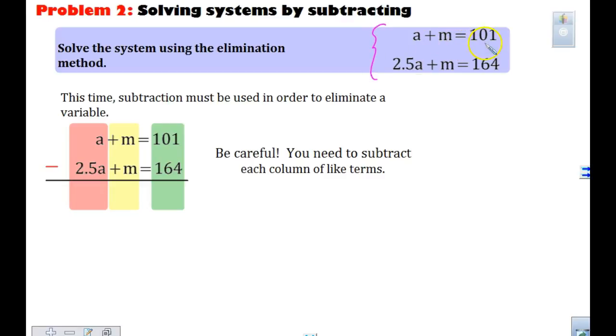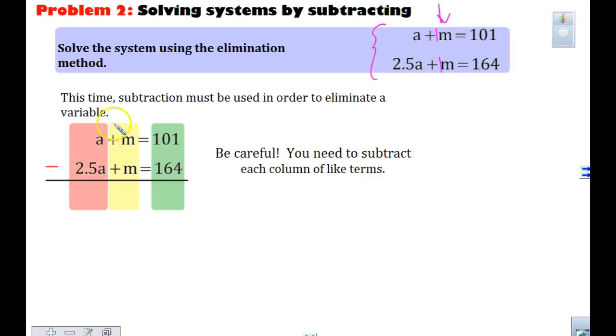So, you look at this problem up here. a plus m equals 101. 2.5a plus m equals 164. Which ones have the same coefficient in front of it, the a or the m? The m. What are their coefficients? They're both 1. But if I add those together, they're not eliminating, right?